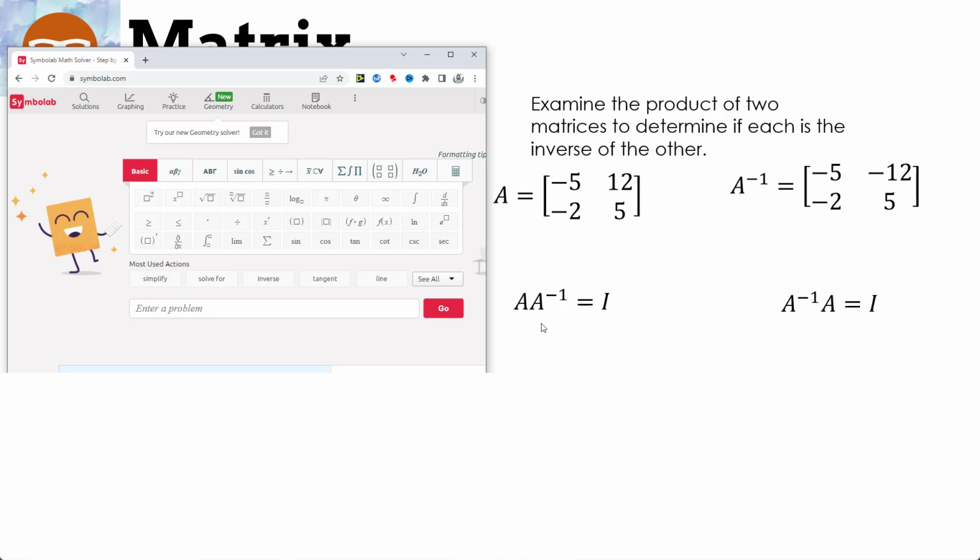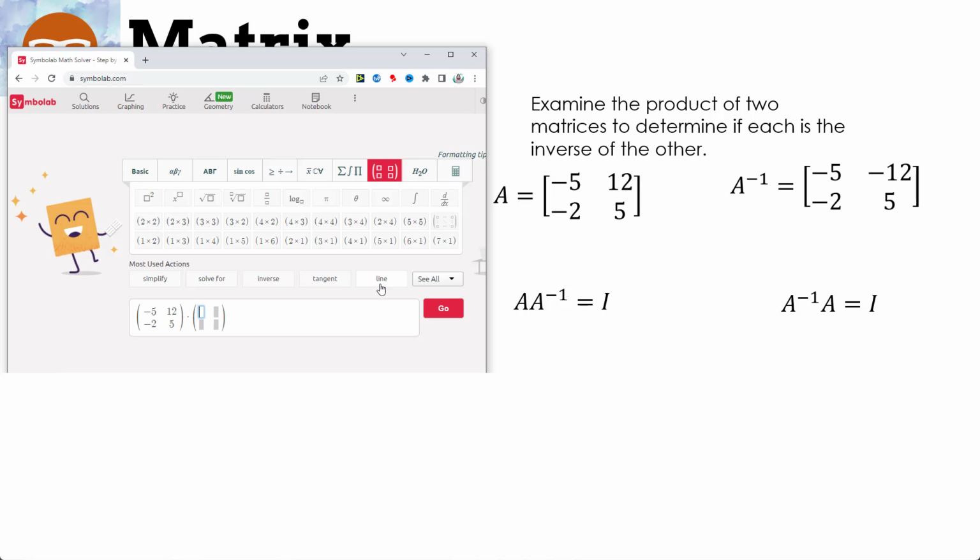For this one, we're going to take the matrix A times the inverse matrix A, and we should get the identity. Now remember, for this to be true, both A times A inverse and A inverse times A should both give us the identity. We have a 2 by 2 here. I'm going to over arrow, and now we're going to multiply by A inverse.